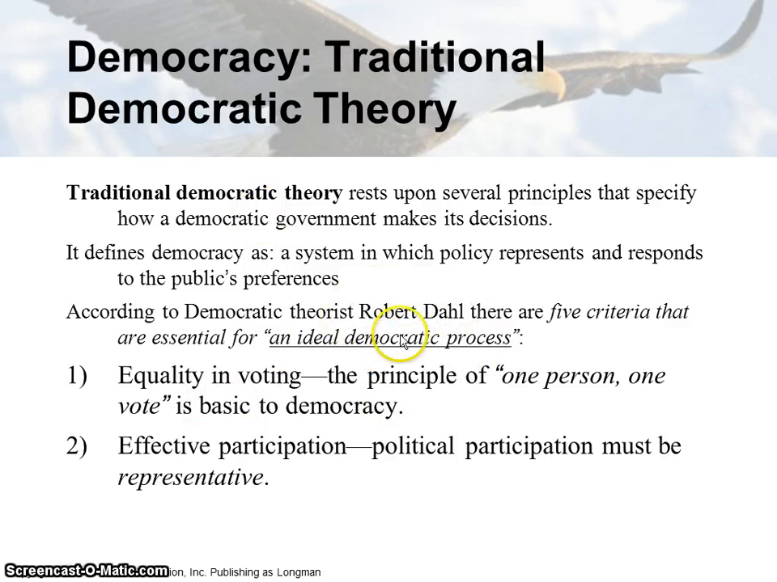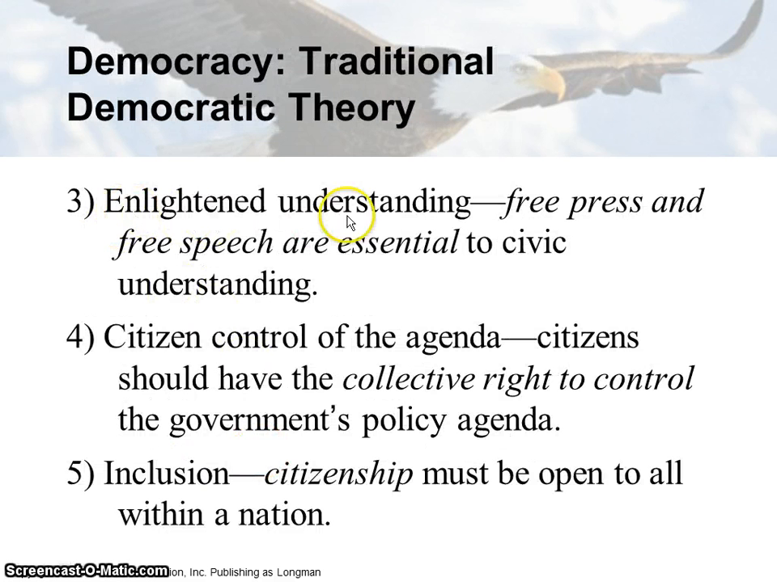According to Robert Dahl, commonly referred to as Bobby Dahl in the world of academia, the first criteria is equality in voting. The second one is effective participation. The third one's enlightened understanding. The fourth one is citizen control of the agenda. And the fifth one is inclusion.